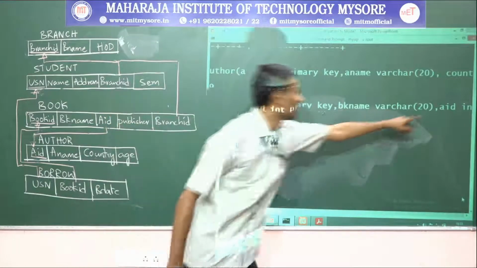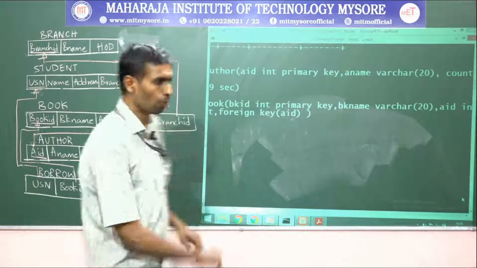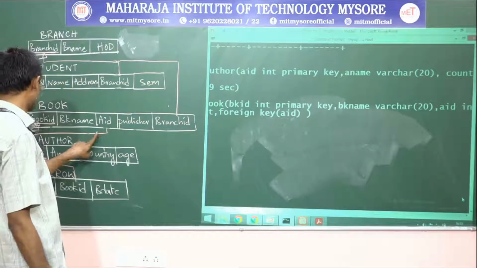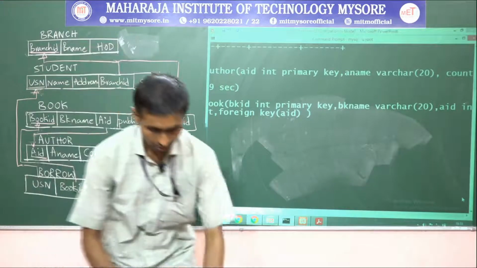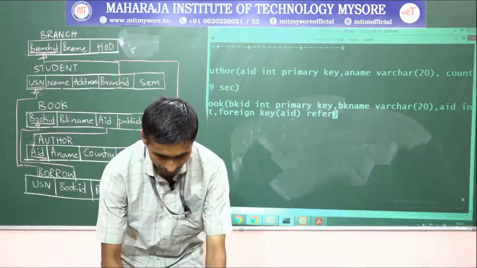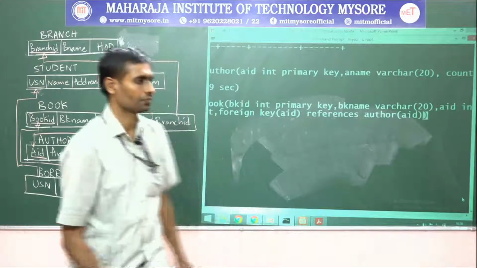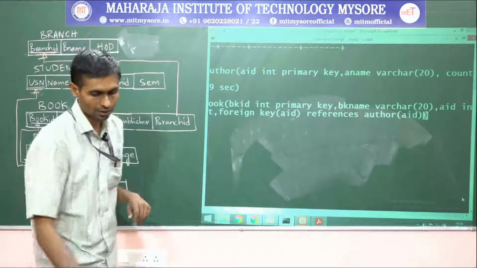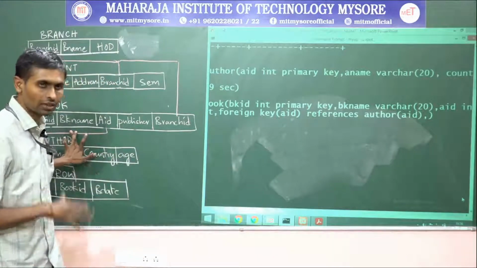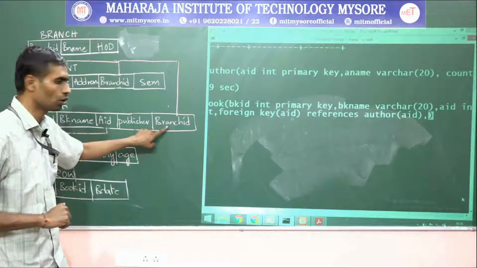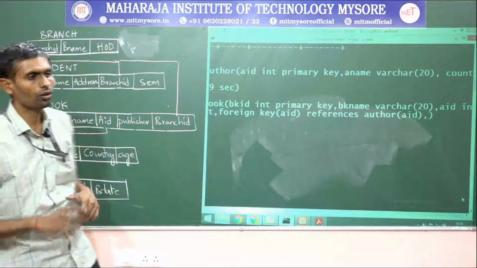Look at this one, the AID we have mentioned, foreign key of AID, and where should it point, guys? This AID should point to the author table's AID, right? So references author of AID, that's it. Then put a comma. Because things are not completed yet, we left out one more thing. We need to make this branch ID also a foreign key, and it should point to the branch table.